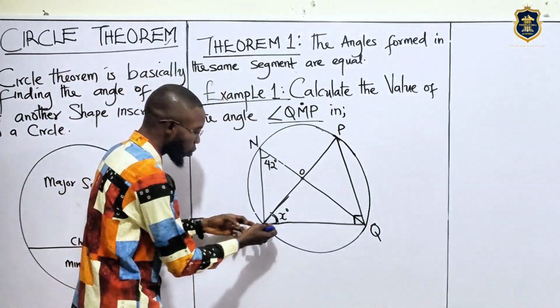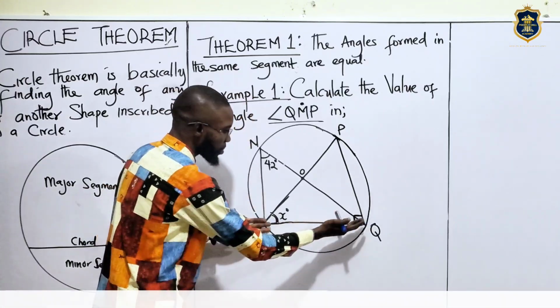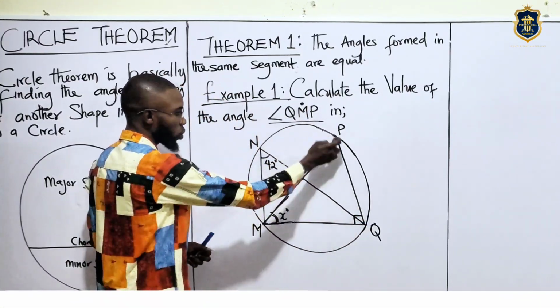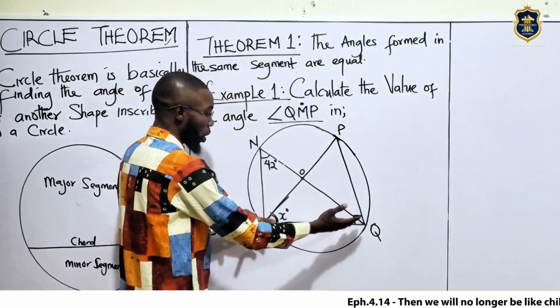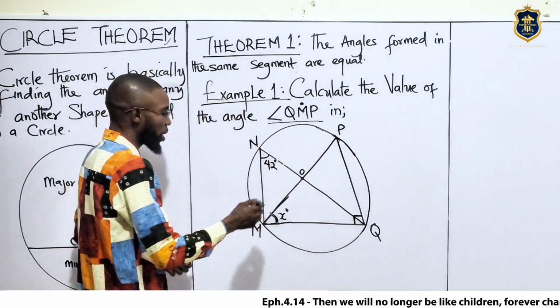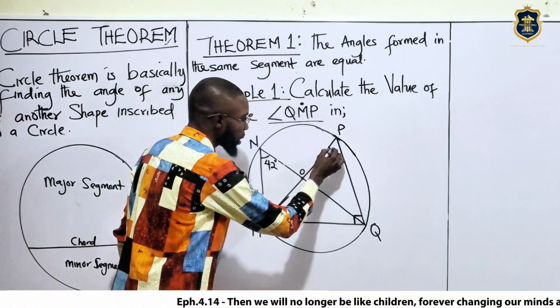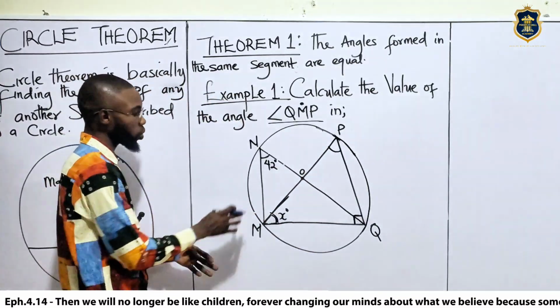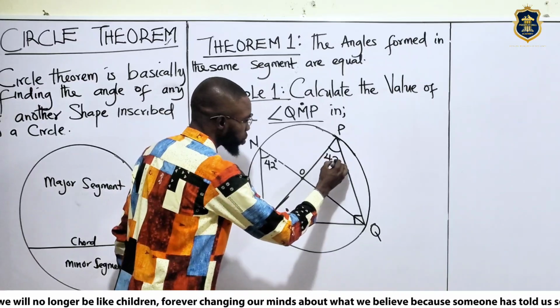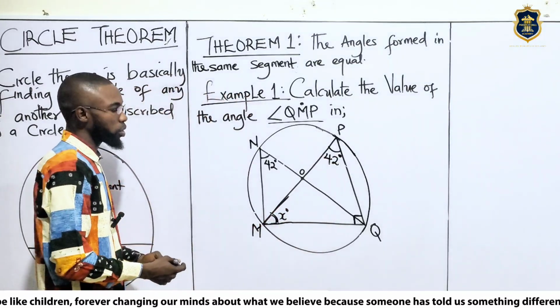We said angles that are formed in the same segment. Look at the major segment now. Two angles are formed, two triangles are formed here. We said if two angles are formed in the major segment, what do we have? This angle must be equal to this angle. They didn't give us, but we should know that from the theorem, right? So if here is 42, it means that here also should be 42 degrees, right?